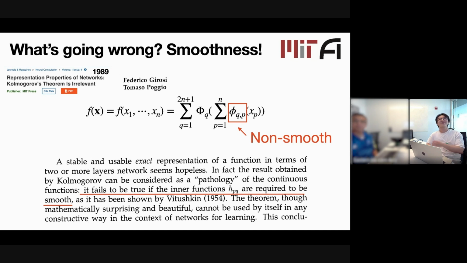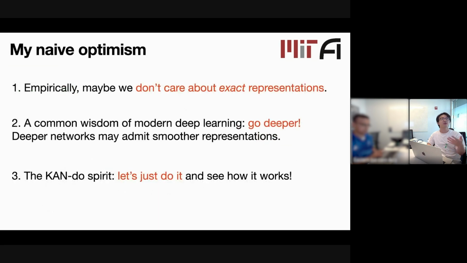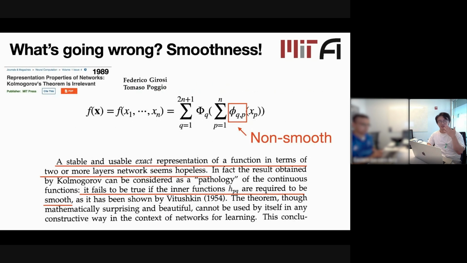Okay, great. So the question now boils down to smoothness or non-smoothness, because the theorem does not say anything about smoothness, but we can only achieve smooth functions in practice. So that's the gap. Because of this smoothness reason, they conclude that a stable and usable exact representation of a function in terms of two or more layers seems hopeless.